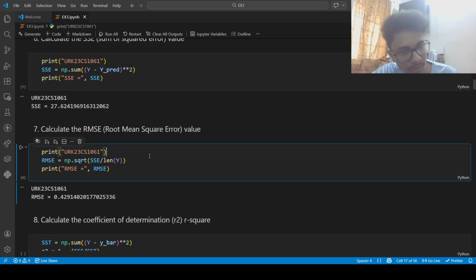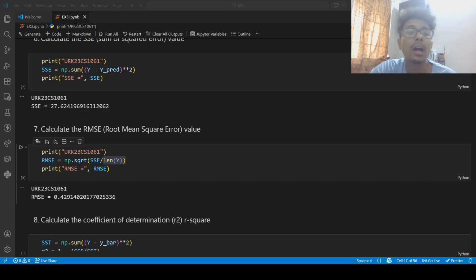I just take the previous value from SSE and divide it by length of y. With that I get RMSE. So RMSE means under root of SSE divided by n, which means that if the value of RMSE is small, the model is better. That's the inference which we get.